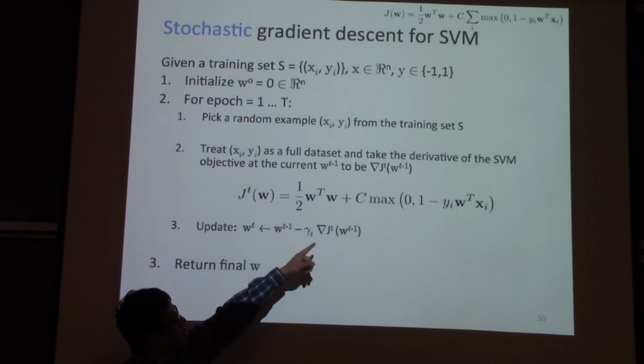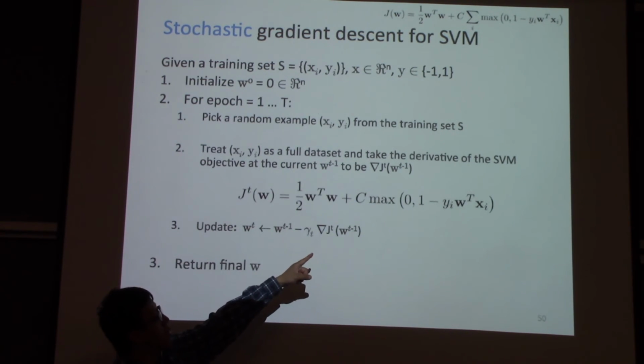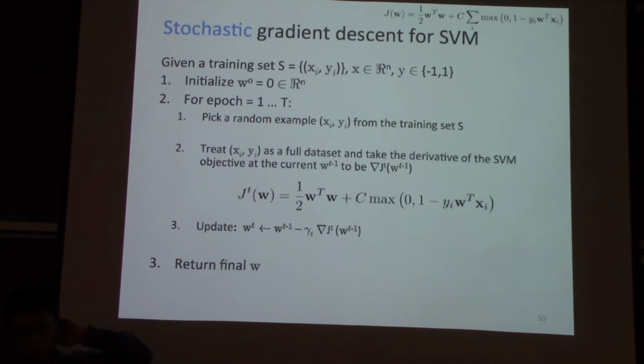Like in this equation, there's no sum over i anymore. There's only a single example. Instead of considering the sum of all possible examples, we just sample one of them. And then this is our new objective. Calculate the gradient of this new objective, and do the same update as gradient descent. So you do this over and over, and then finally you return the final W.